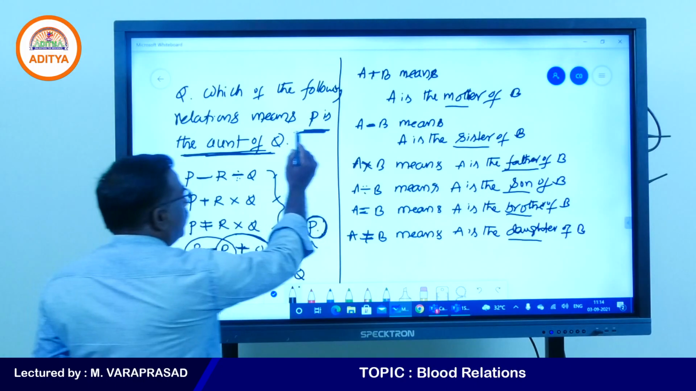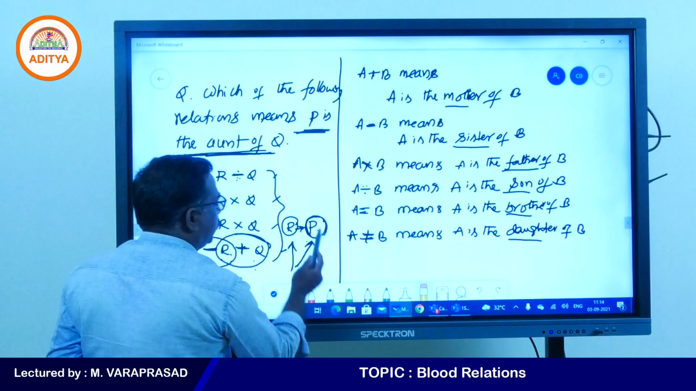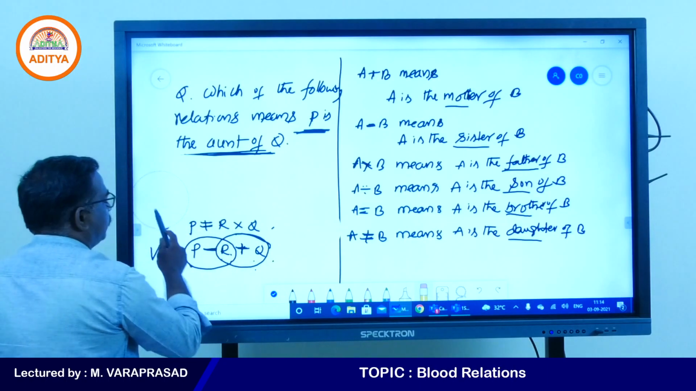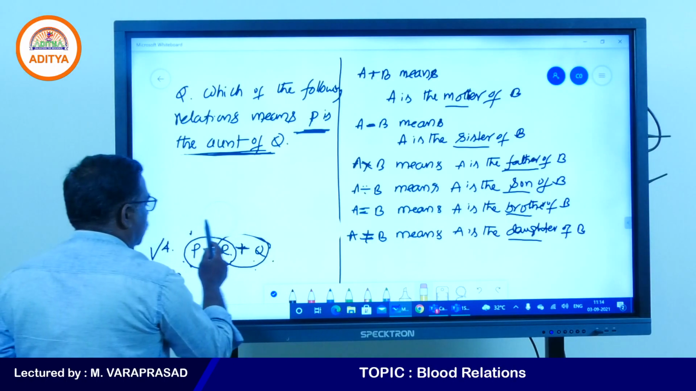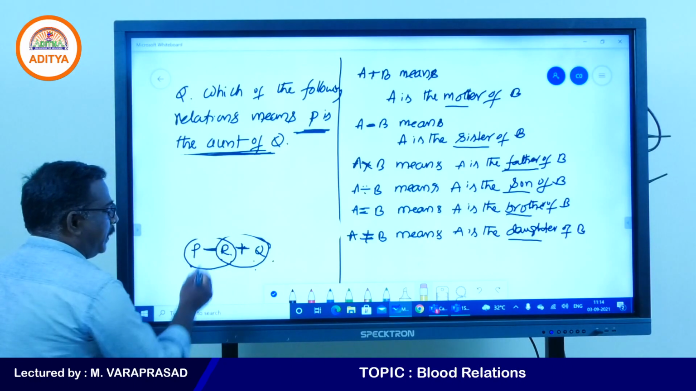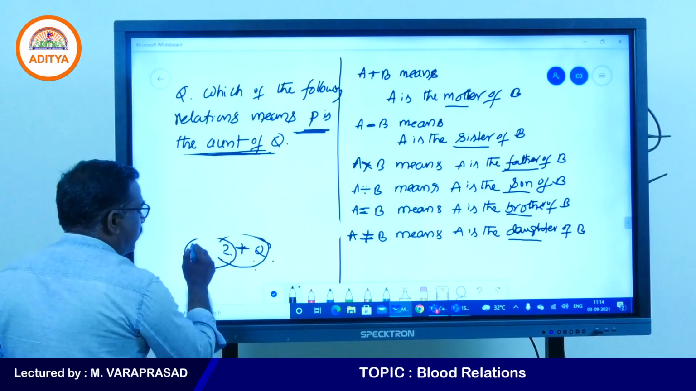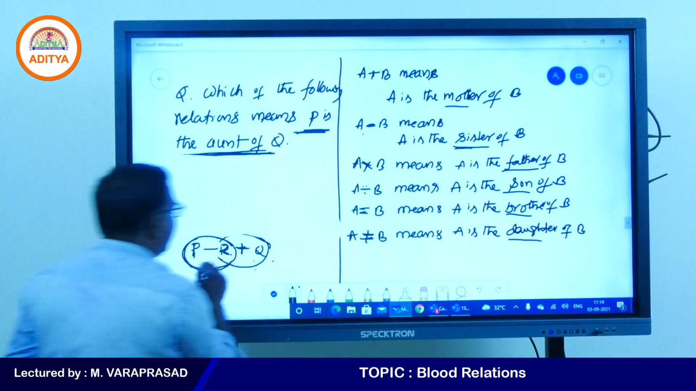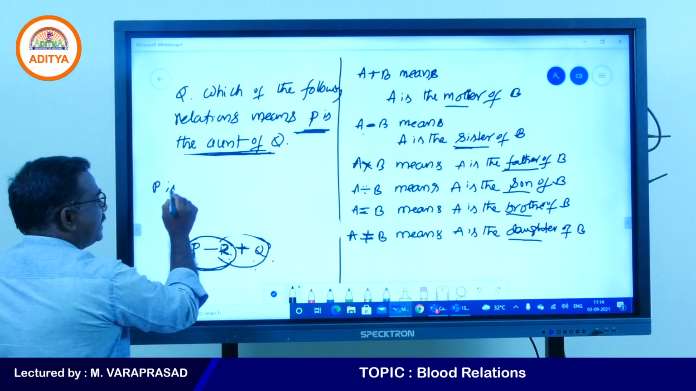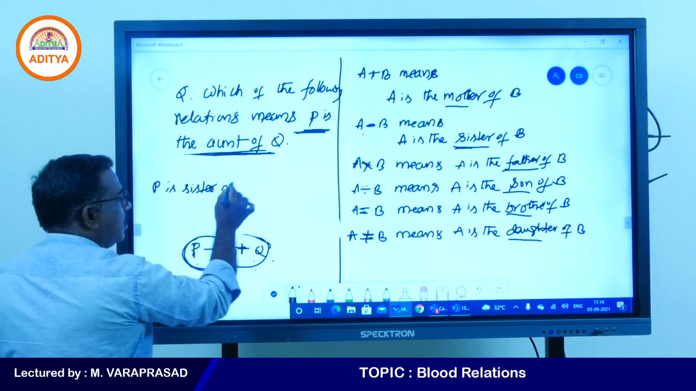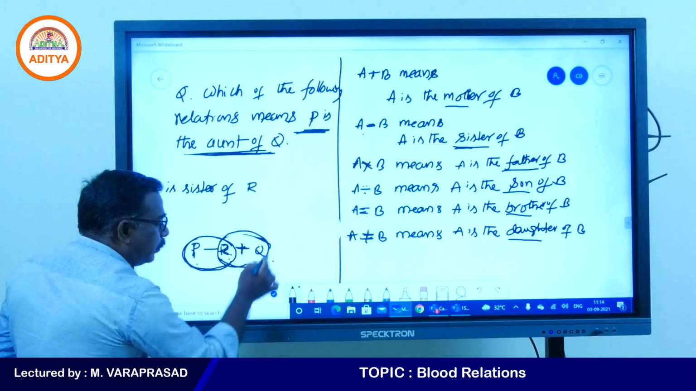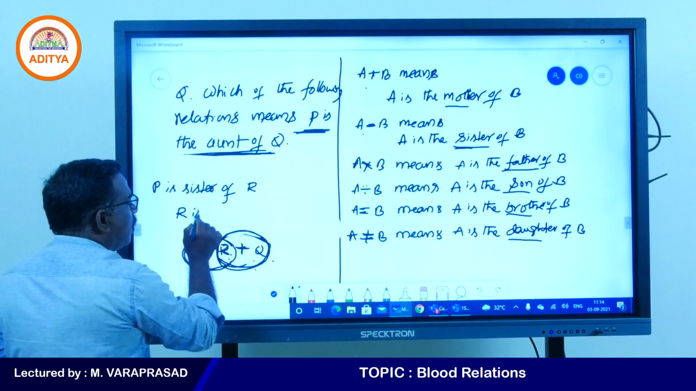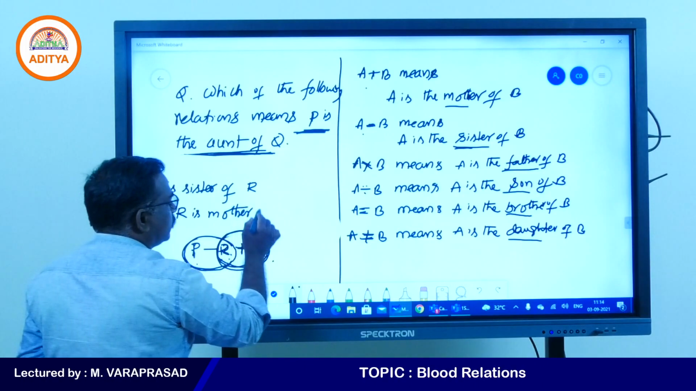Which gives P is aunt of Q? Take the 4th option: P minus R plus Q. Minus means sister, so P is sister of R. R plus Q: plus means mother, so R is mother of Q.